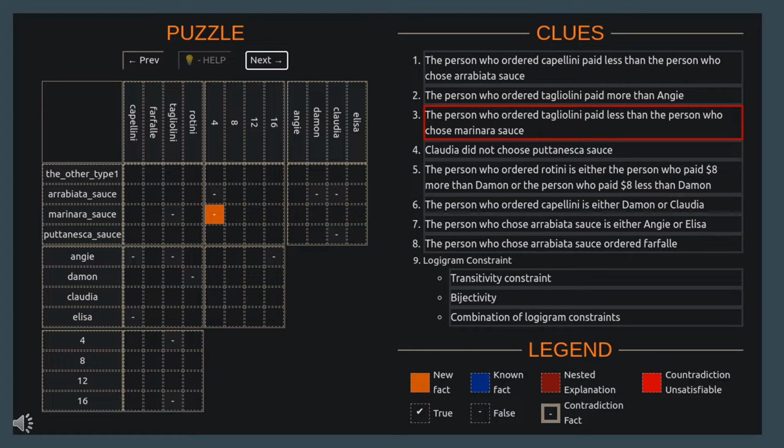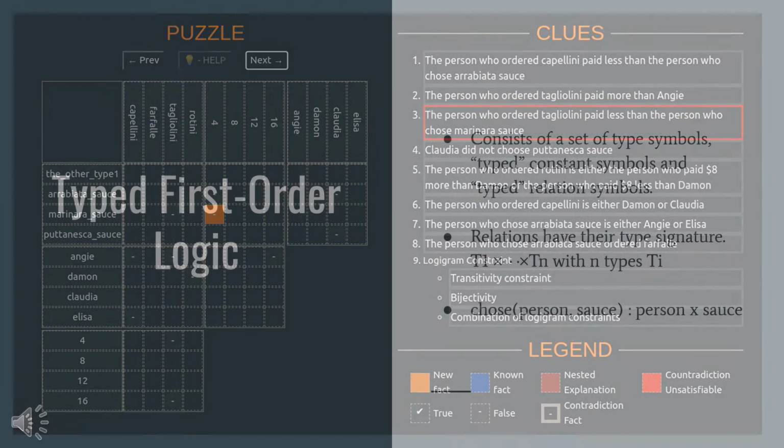The third clue says that someone who has ordered tagliolini has paid less than the one who has chosen marinara, which means that marinara is definitely not the cheapest, and we will mark 4, marinara as false. This whole process goes on like this until we mark all cells as true or false. Sadly, this example is quite long, so we will now move on to the next section.